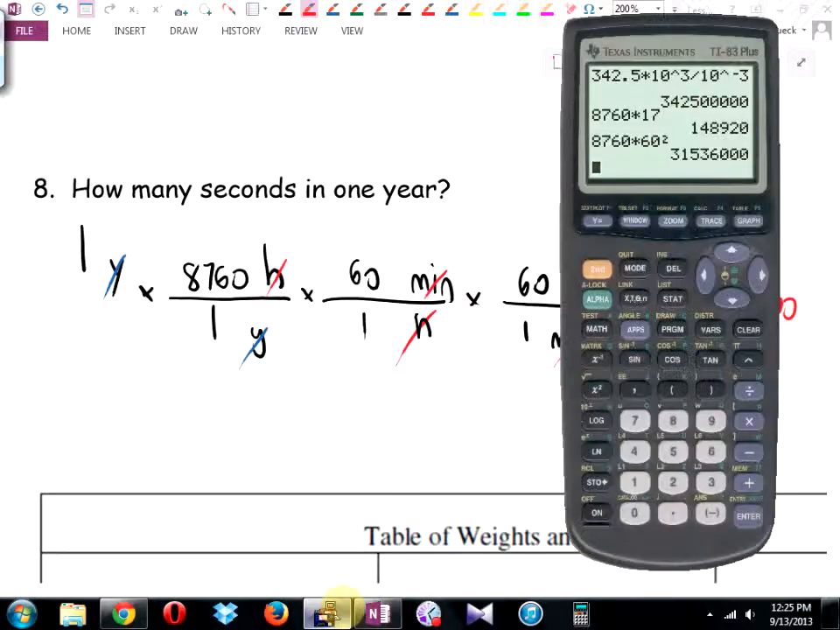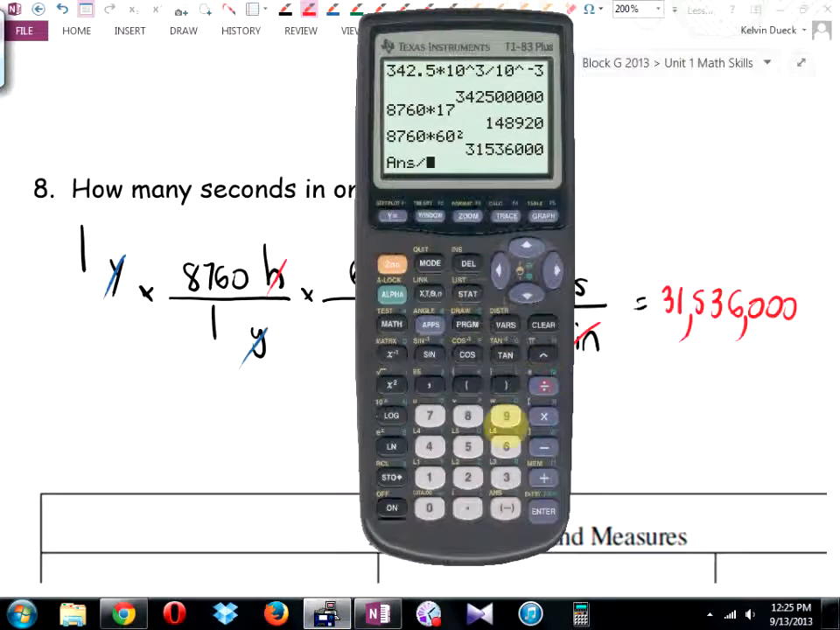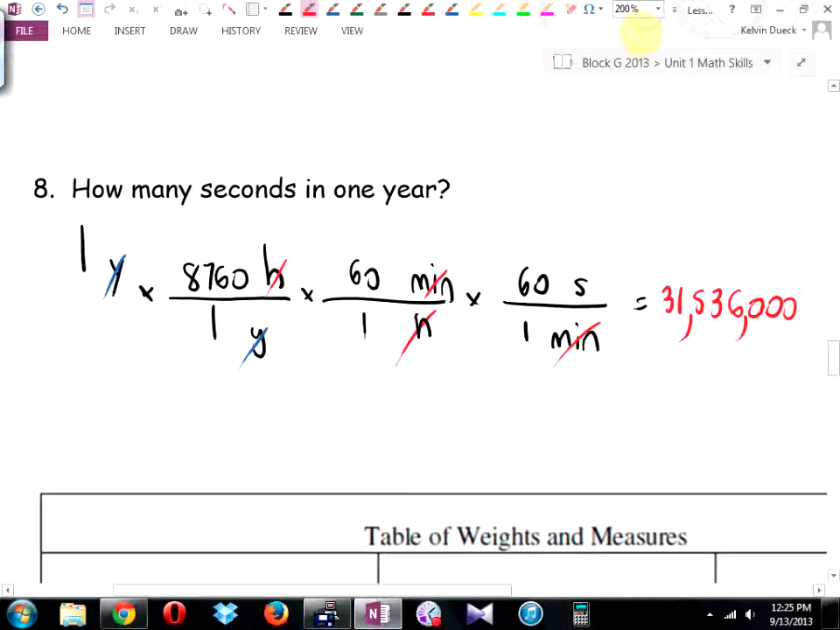Now, if I divide that number by 60, that should be how many minutes? Was Ben correct when he said 525,600 minutes? The movie Rent did at least do the math correctly. And you'd be amazed how often they don't. Units? Seconds.